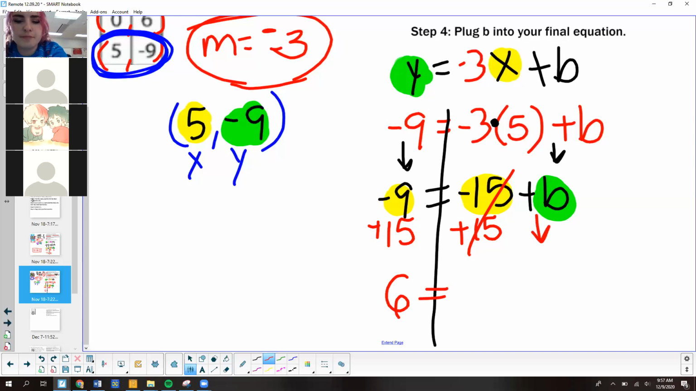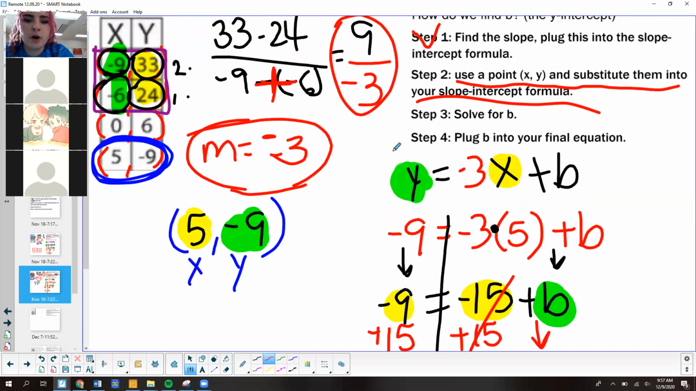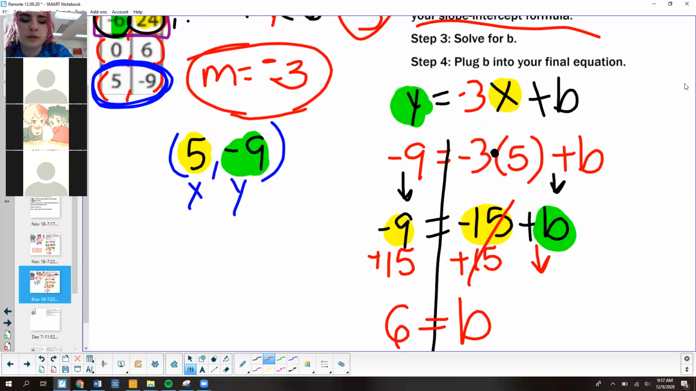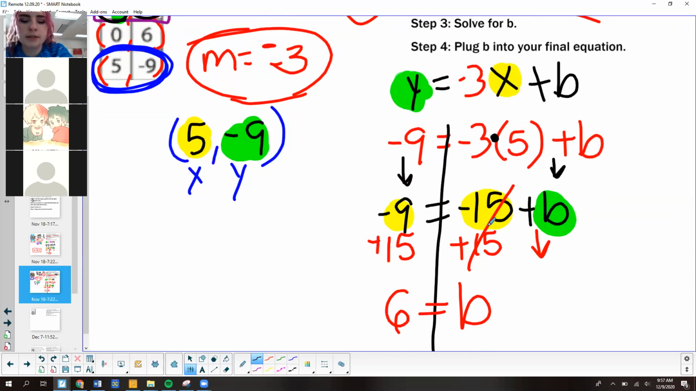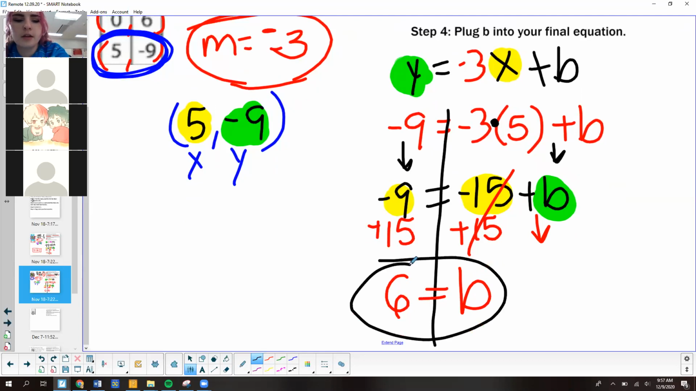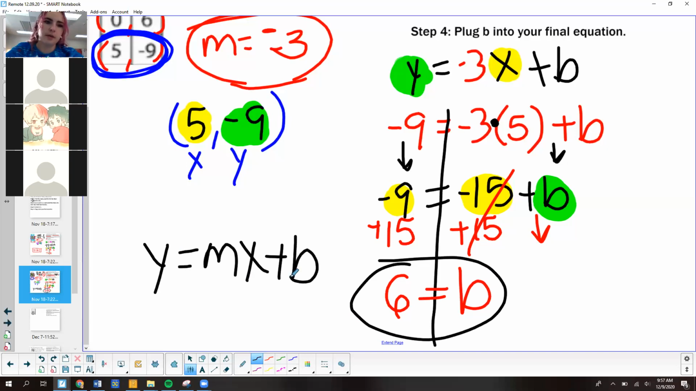I'm going to bring down my B. So now all that's left is step 4. We solve for B, plug B into your final equation. So I want you guys to enter into the chat, what's our equation then? If we're writing it in y equals mx plus b format, what's our equation going to be? Because that's the whole point of this, is to understand how to use the information that we found.